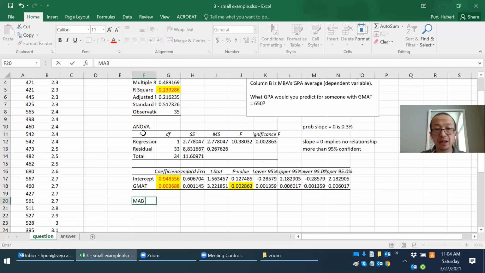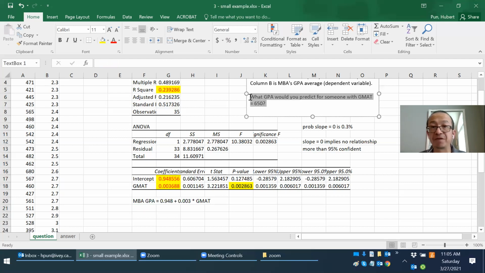So the regression line looks like this. GPA equals the intercept, which is 0.948, plus the slope multiplied by the GMAT score. If you want to predict someone with a GMAT score equal to 650, you'd like to know what would be the person's MBA GPA.